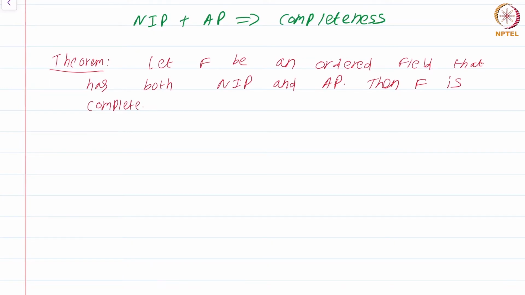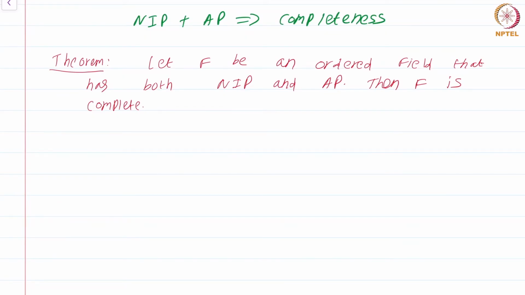What I mean by F has nested intervals property is that the intersection of nested closed intervals is always non-empty. And what I mean by Archimedean property is the corresponding conclusion in the statement of the Archimedean property that we saw holds true for this field F.